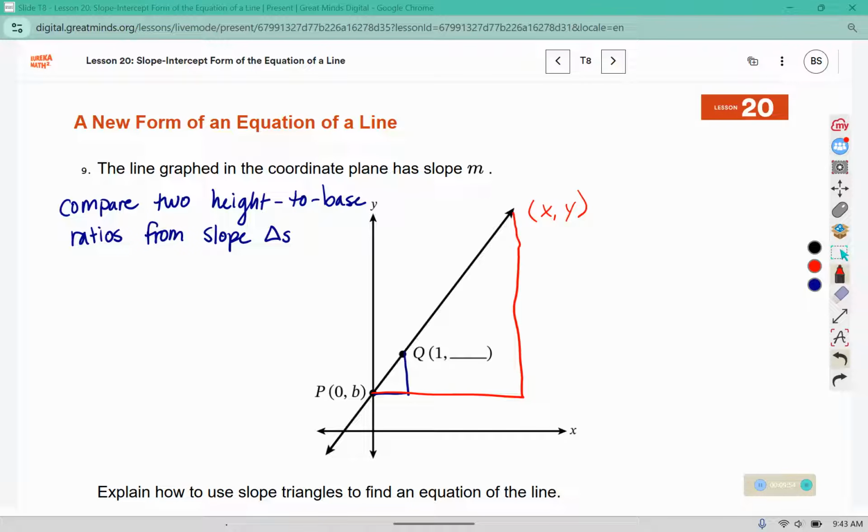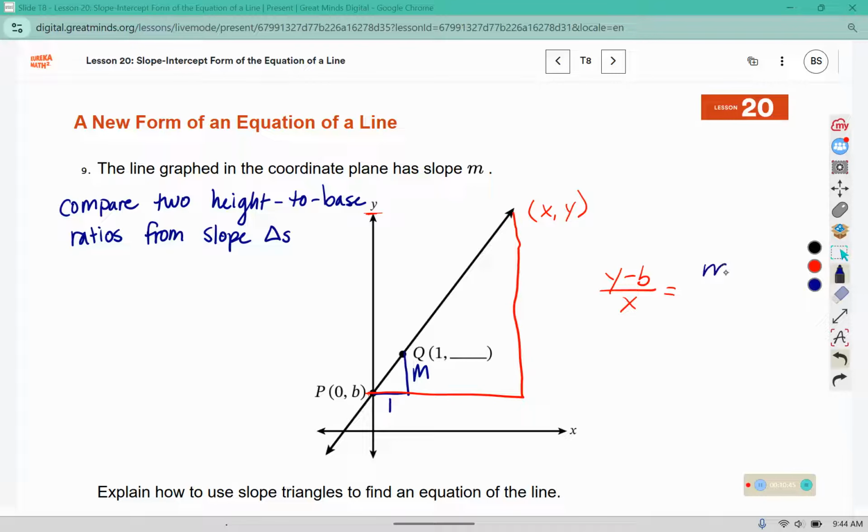This has the coordinates x, y. So if we're finding the difference of the y values here, y minus b would give us this distance here. And then if we were finding the difference in the x values, remember like we did x2 minus x1, this would be x minus 0, which is just x. This one has the coordinates 1, and then we've got to figure out what this piece is here. We know that this slope triangle has a distance of 1 going this direction, and so up it should be a slope of m.